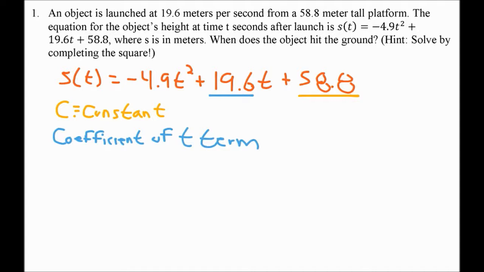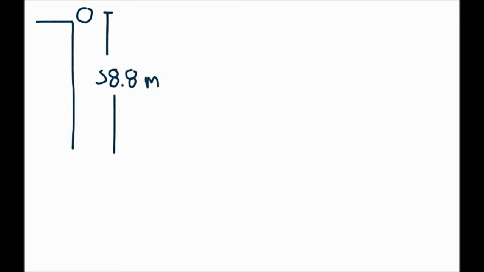Let's solve this problem, but in order to solve it, we have to start by interpreting exactly what it's asking us to do. So when does the object hit the ground? Okay, so let's go to the next slide and just draw this situation. Let's say the object is a ball. And we know that this ball starts at a height of 58.8 meters from the ground. So this is measured from the ground.